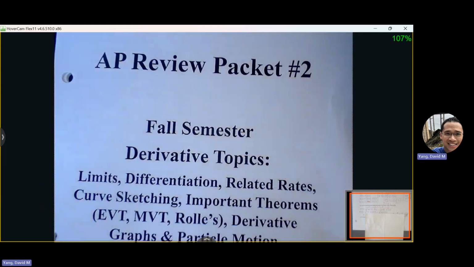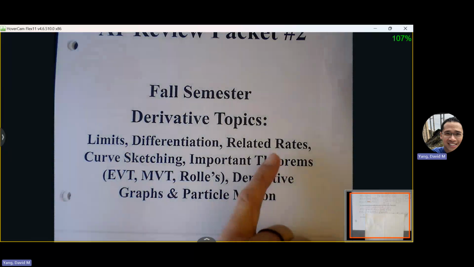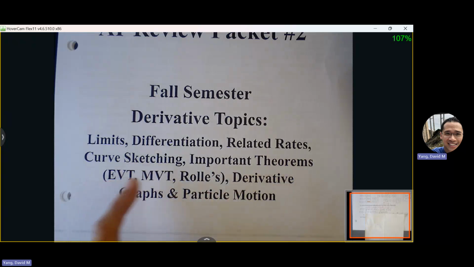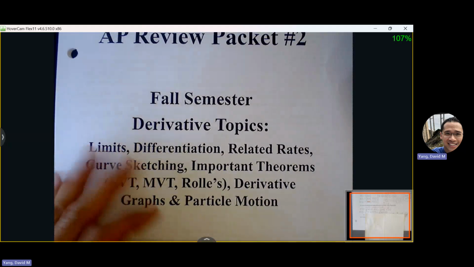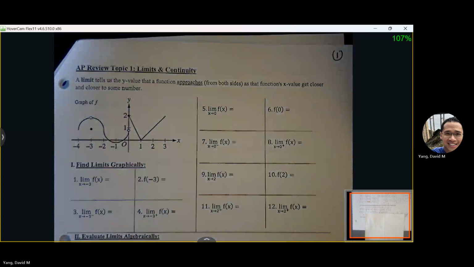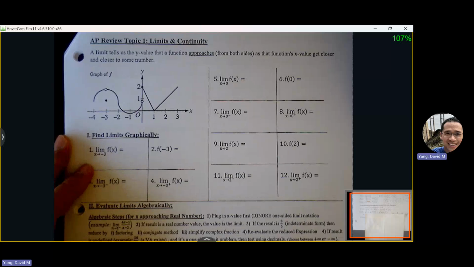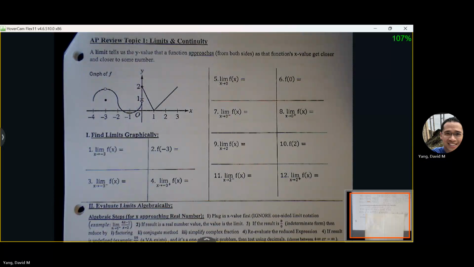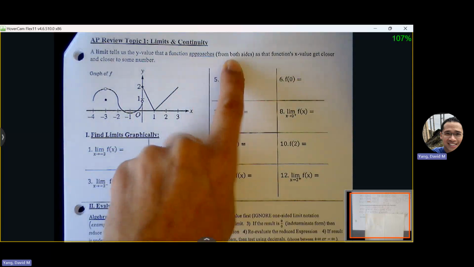These are a lot of fall semester derivative topics such as limits, continuity, differentiation, related rates, curve sketching, EVT, mean value theorem, rules, derivative graphs, and particle motion. So we are seeing some of it even as we just did our FRQ review. But there are also some things that we haven't seen in a while, so it's good to do a full fall semester review.